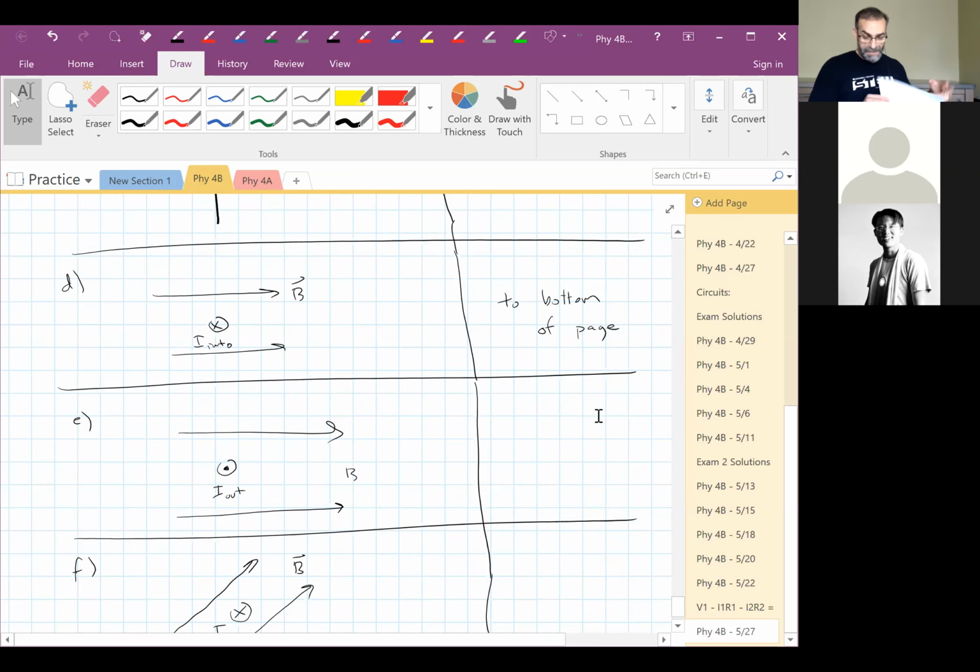E is just the opposite. The current is coming out of the page. B is to the right, so your thumb points toward the top of the page.